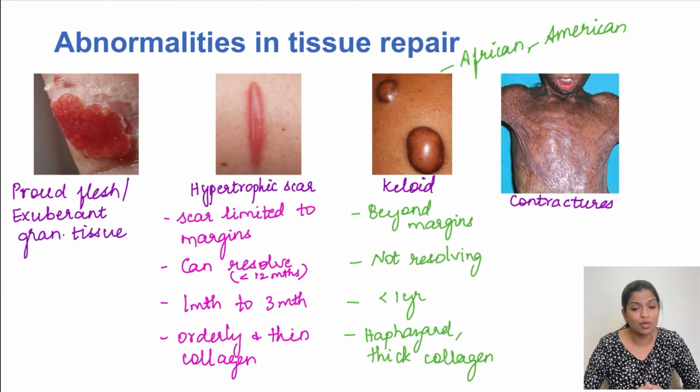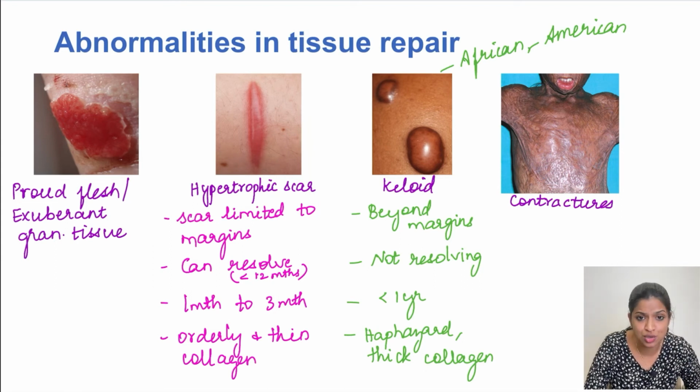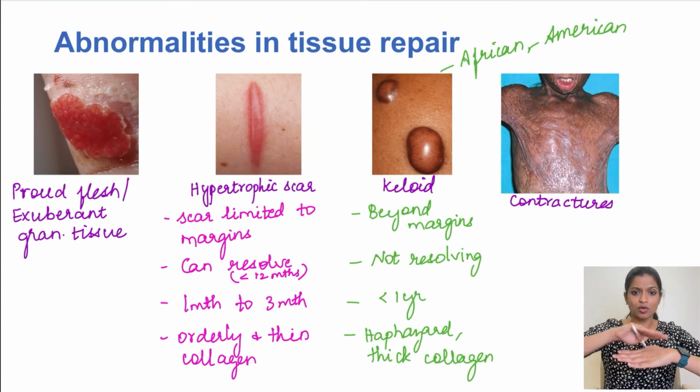So now we have seen normal wound healing. Now we'll see the abnormalities which can happen in wound healing. Starting with exuberant granulation tissue, which is also called proud flesh. Here the granulation tissue is produced in excess and above the level of the skin. So here is the level of the wound, but here it is going to protrude above the skin.